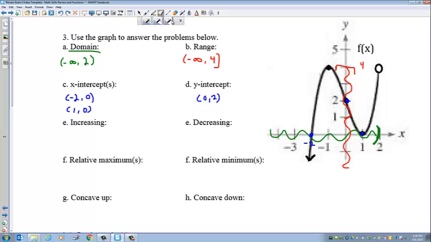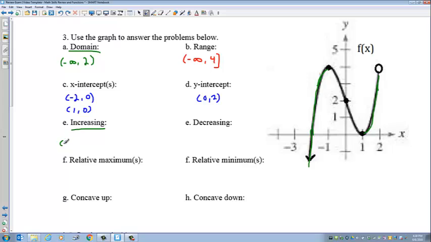Alright, let's erase this here, so we can start talking about increasing and decreasing. For increasing, you're looking for when the function's going up. Now remember, you're reading it from left to right, so I'm just going to trace it going up from left to right. So I'm going up, going up. And then of course I change and start going down, but then down here I pick up again, I start going up, up, up, up.